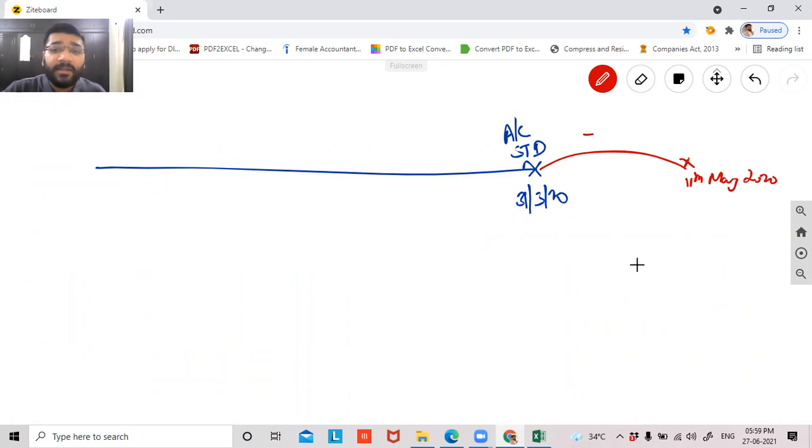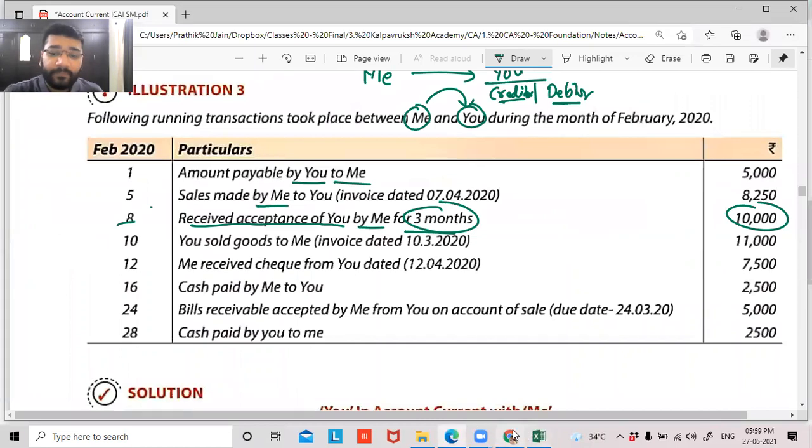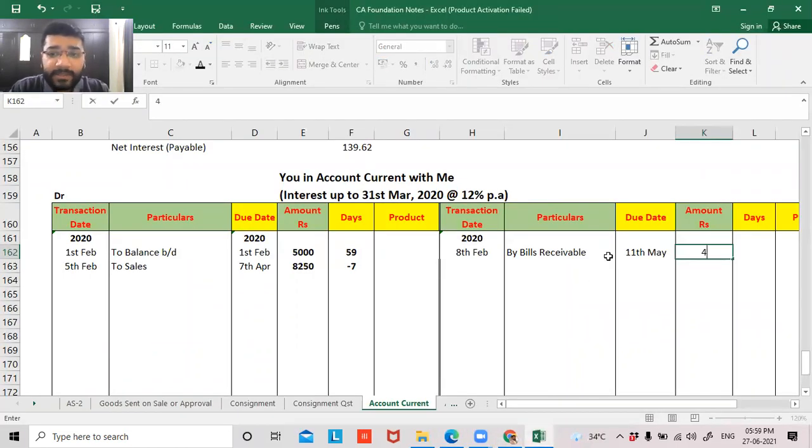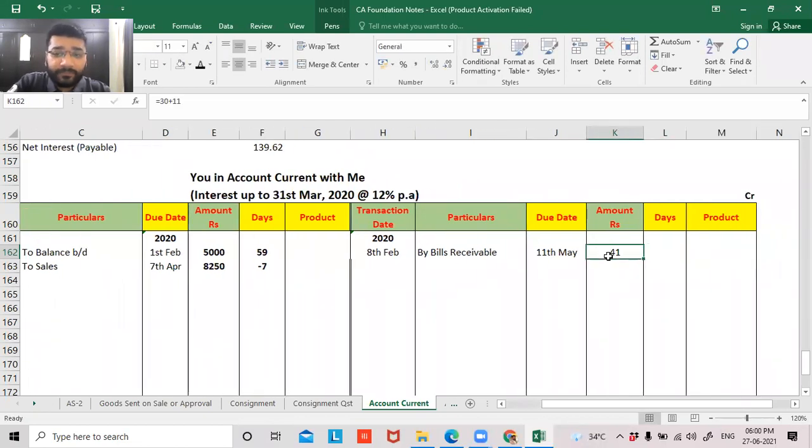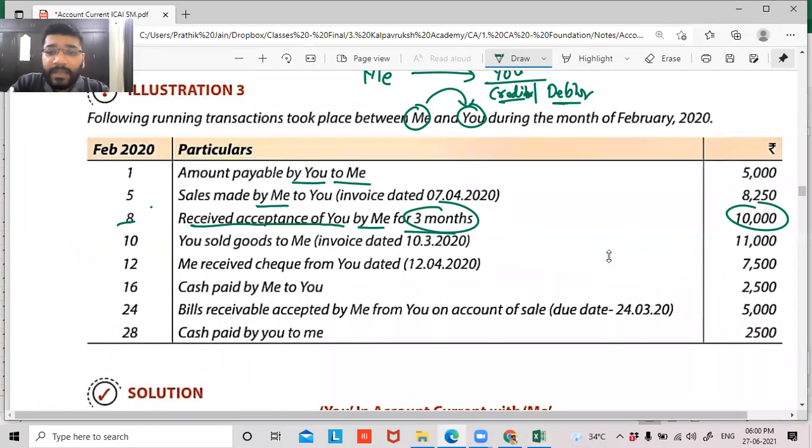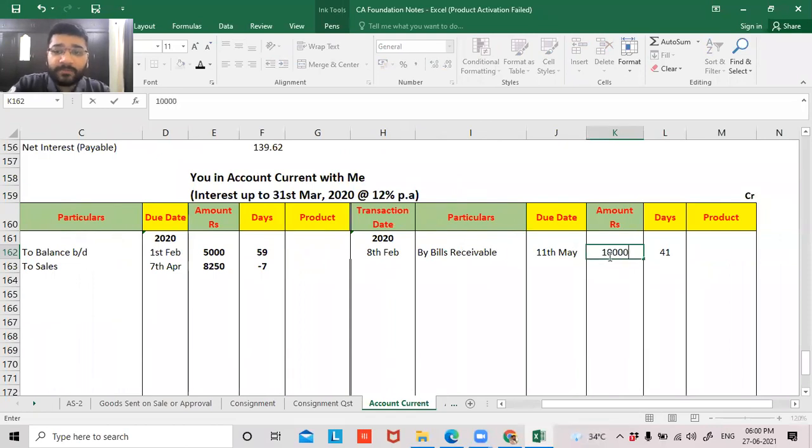How many days in negative, guys? 31/3, ignore it. I'll calculate from April 1st. April has got 30 days and May has got 11 days. So 30 plus 11, can I say 41 days? Yes, sir. Everybody, can I say 41 days? April 30 days plus May 11 days, 41 days. Amount is, guys, 10,000 rupees. Any problem in this? This will be negative, guys. Can I say negative 41? Yes or no?